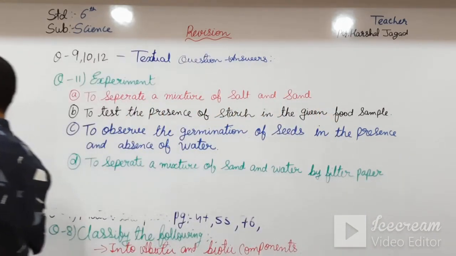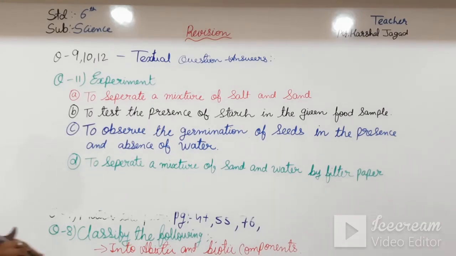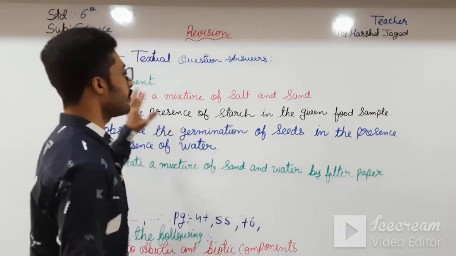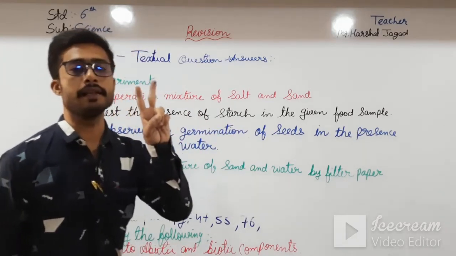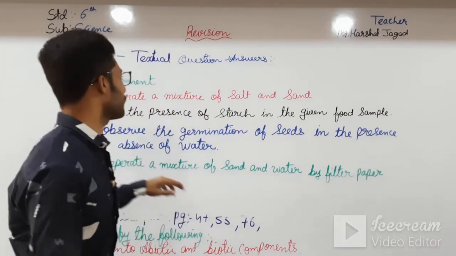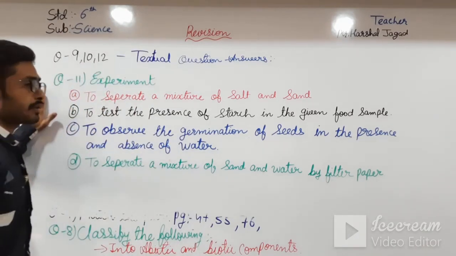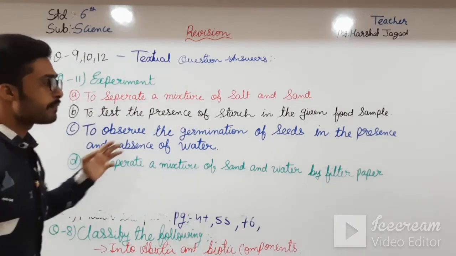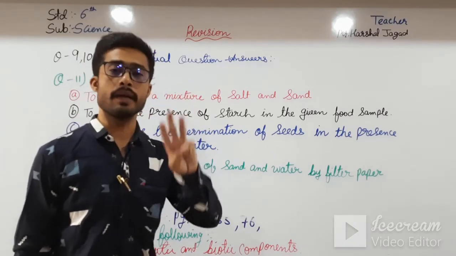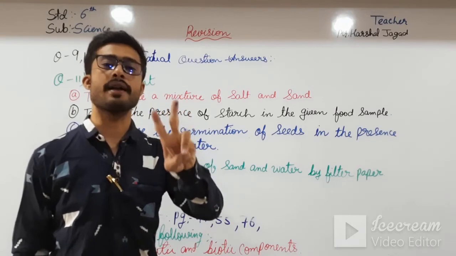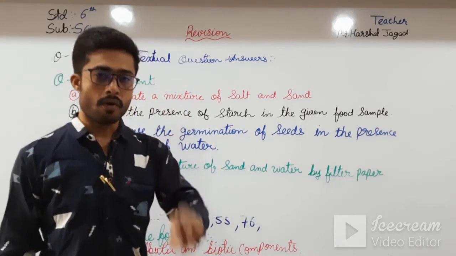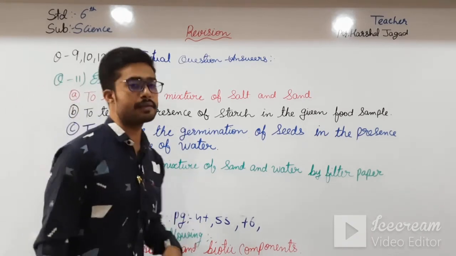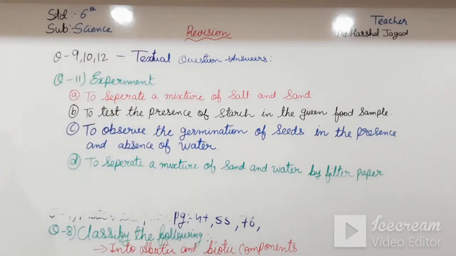Okay, so from these four, any three will be asked, and from those three you have to write any two. Okay students, this is the last question, question number 11, that is experiments. From these four, any three will be there in the paper, and from those three you have to write only two. So this is the whole paper pattern.